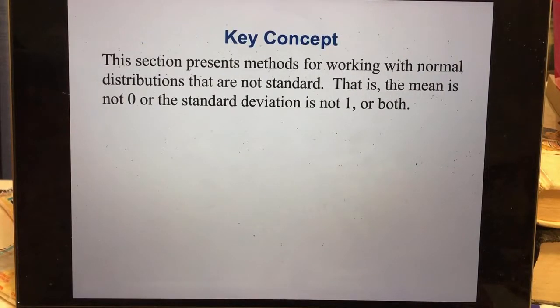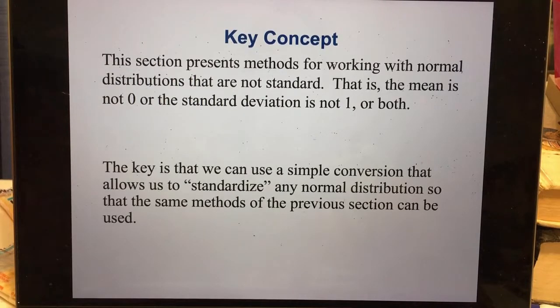This section presents methods for working with normal distributions that are not standard. That is, the mean is not 0 or the standard deviation is not 1, or both. So we're doing a normal distribution, not a standard normal distribution, at this point. We're going to have to turn it into the standardized form with z-scores. The key is that we can use a simple conversion that allows us to standardize any normal distribution so that the same methods of the previous section can be used. We did that when we were going in this direction, and now we're going to do it in the other direction as well.